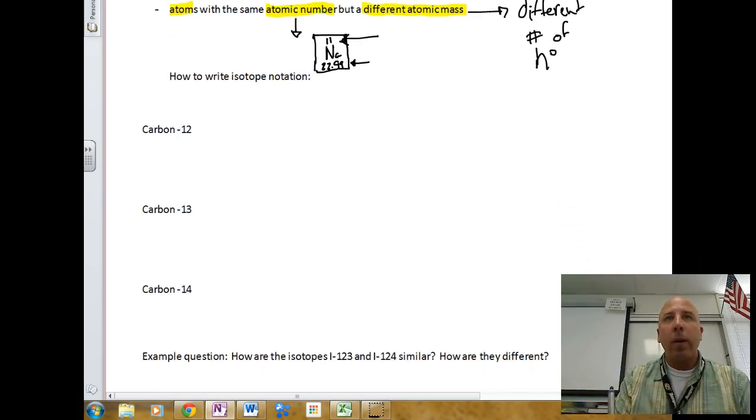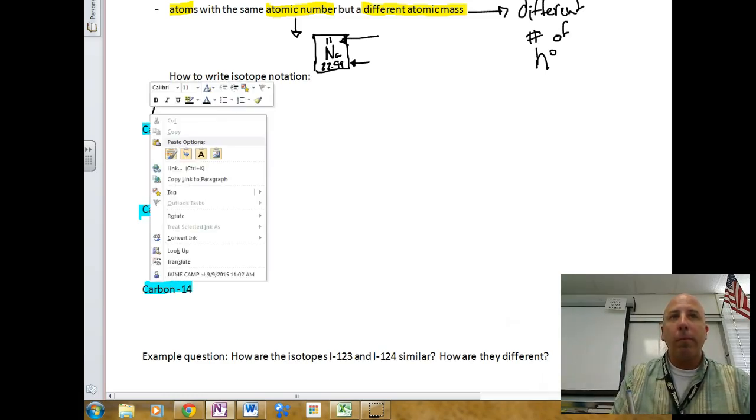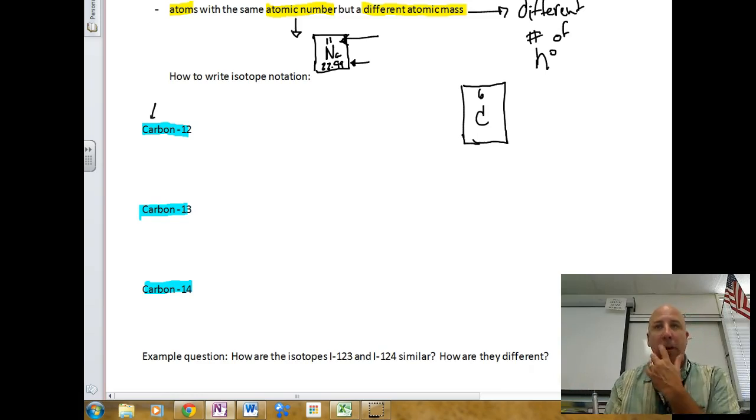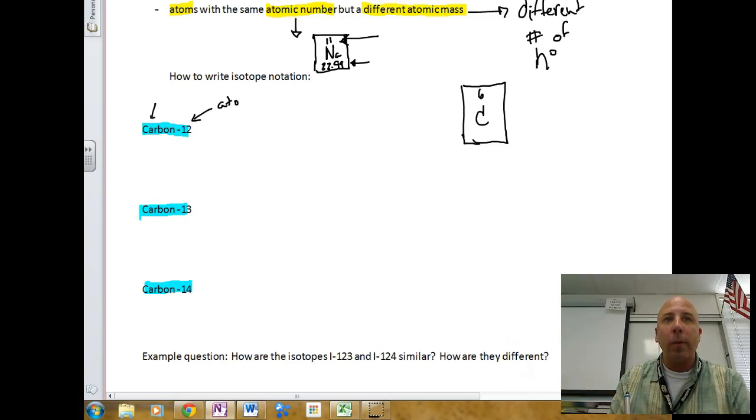What we have here is three different isotopes: carbon-12, carbon-13, and carbon-14. You notice that all of them are carbon. If we look on the periodic table, and you should have the periodic table out that I gave you, carbon has an atomic number of 6. That's what makes it carbon: 6 protons. But each of these has a different atomic mass, and these values here are the atomic mass.